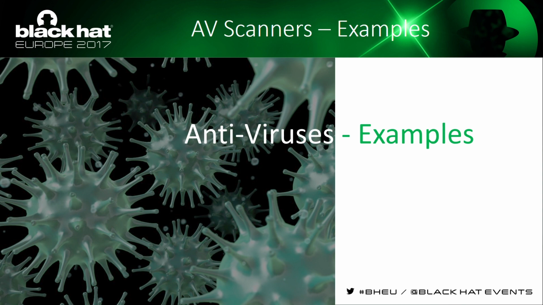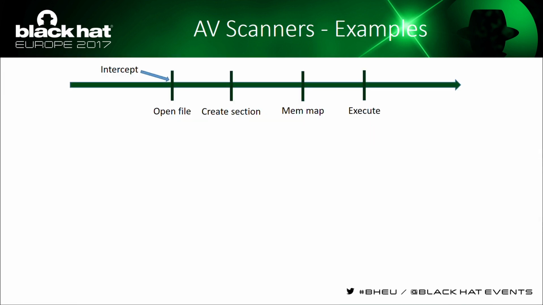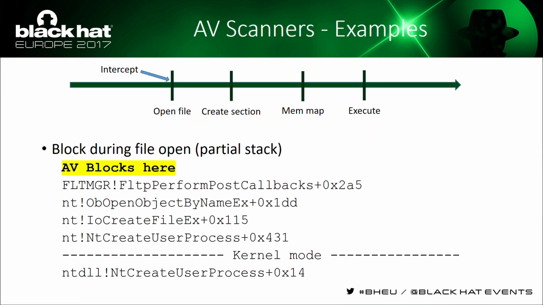So let's see some examples. Let's start from opening the file. We can intercept the file open with an example from one of the actual AV vendors. We have taken a partial stack only to show you the concept. Here the AV blocks the execution inside the mini filter when the integrate process tries to open the file.